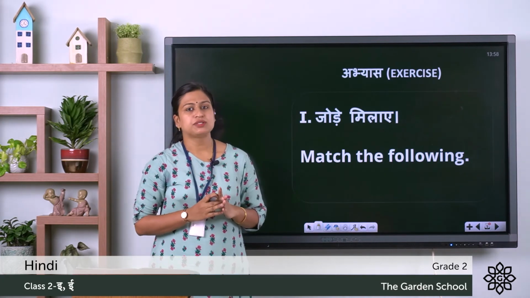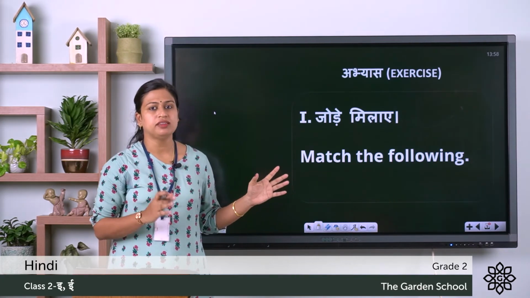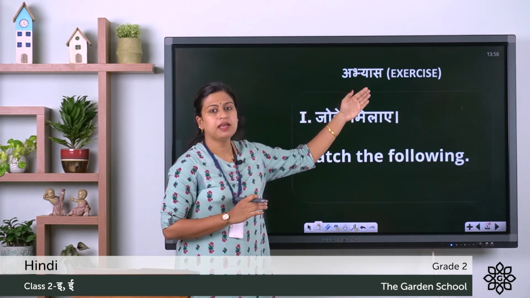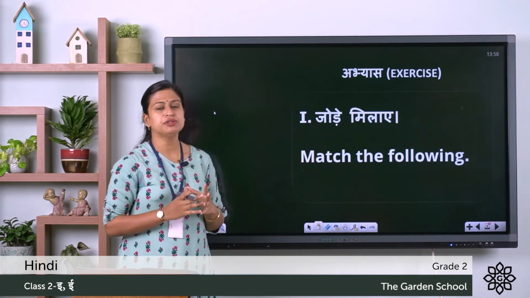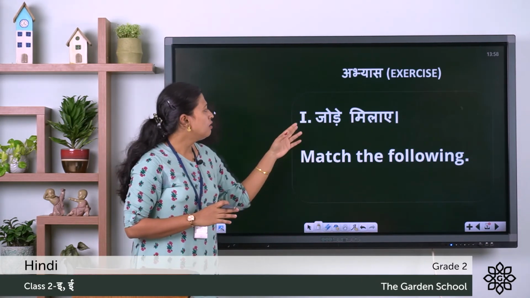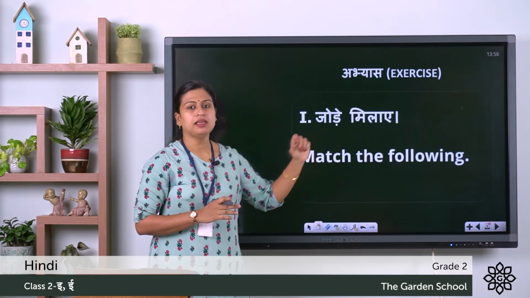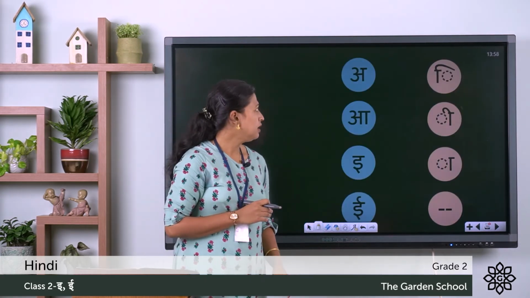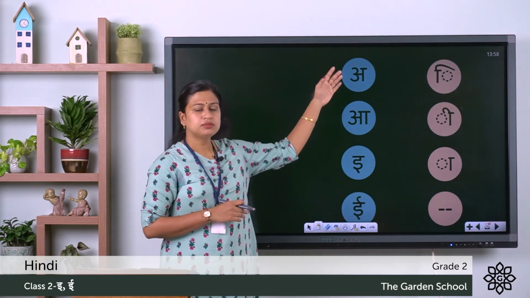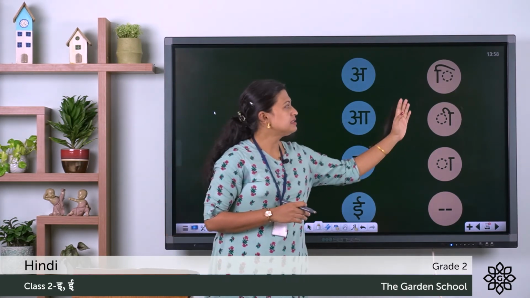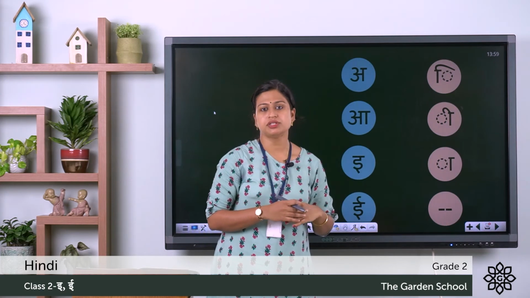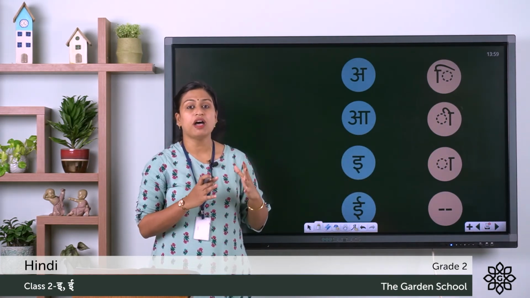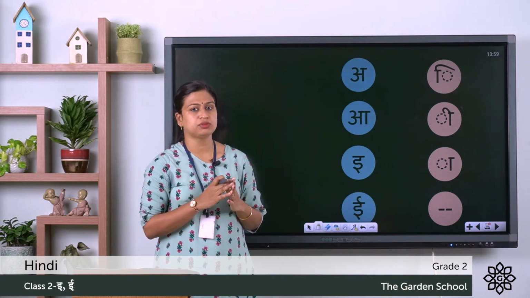Now there's an activity part. This activity is not there in your textbook. So here it's written Abhyas. Abhyas means exercise. So we are going to do a small exercise. First one, Jode Milaiye. That means match the following. Here you can see Swarakshar on one side and the symbols for these Swarakshar on the other side. Now these are not arranged in an order. So you have to match with the correct one.